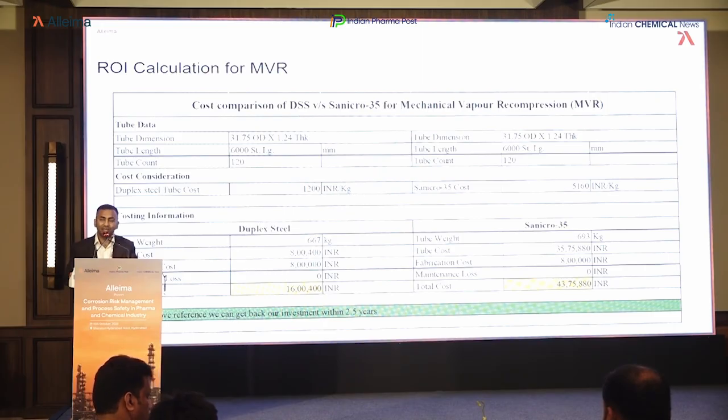Here it was a mechanical vapor recompression, MVR, in Calentria, which Jyoti also discussed. The tube fabrication cost is somewhere around 8 lakhs, and the maintenance loss is zero on both sides. So here the return on investment will be somewhere around 2 to 2.5 years. This is the additional value addition we give to the customers. We give the return on investment calculations.